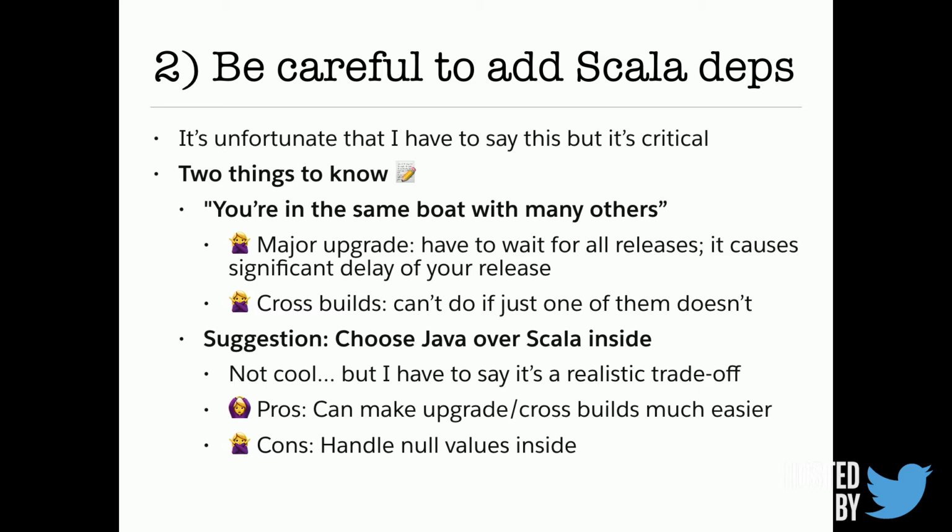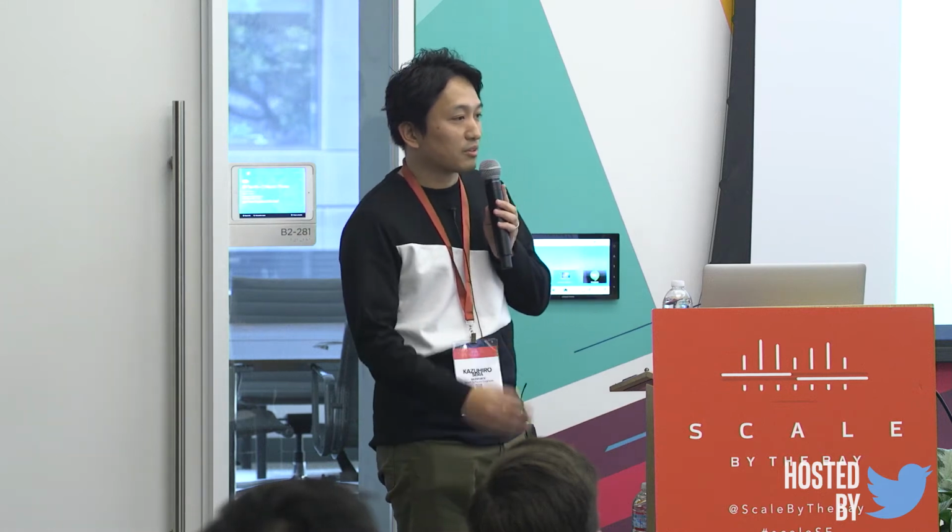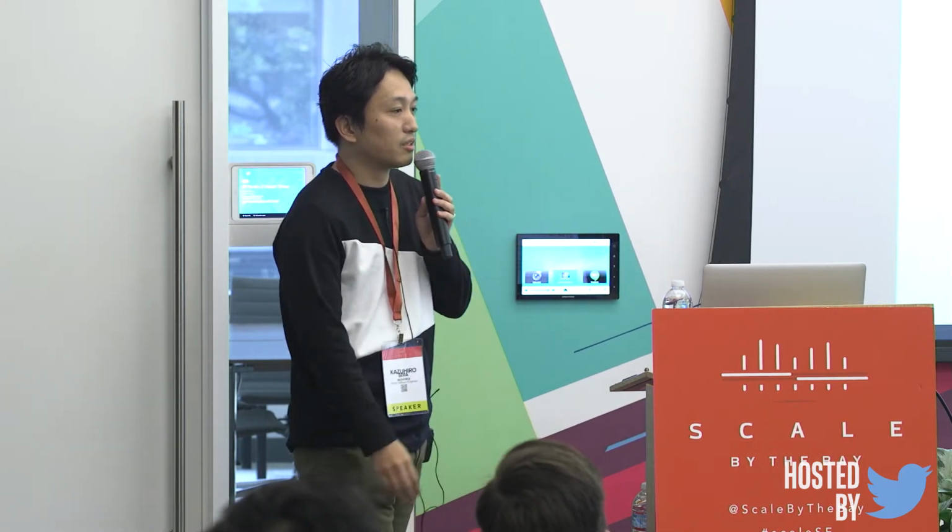And regarding cross-builds, the situation can be a little bit complicated or can be worse. If just one of your dependencies doesn't do cross-builds or doesn't do exactly the same cross-build as you do, you may have to compromise your cross-builds. For example, one of your dependencies does cross-builds, but only for Scala 2.10 and 2.11. In that case, you cannot do cross-builds toward 2.12, just because of one of the dependencies. So it's a very tough limitation. So if you want to do cross-builds, you should be very, very careful about adding new Scala dependencies.